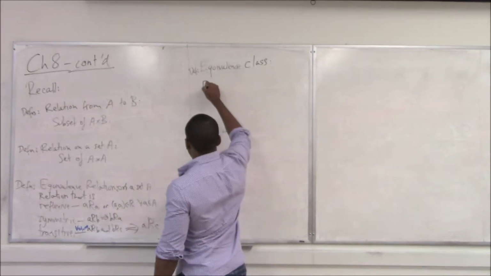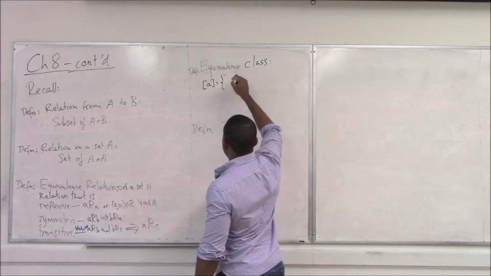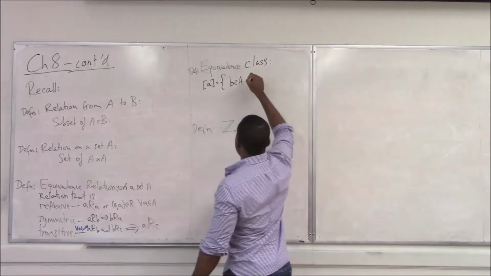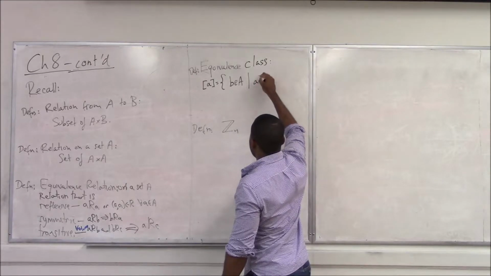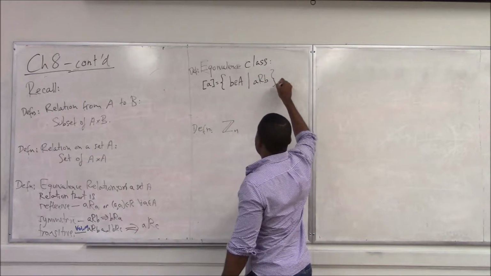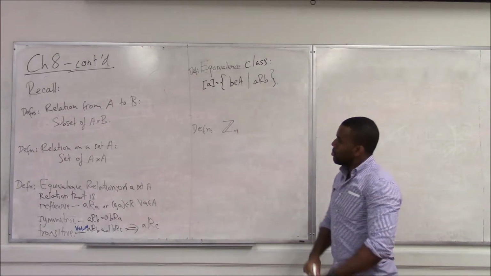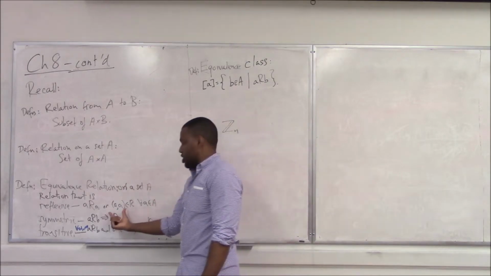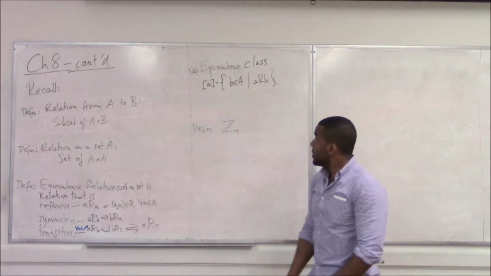So we can talk about the equivalence class of a, for example, and that is just the set of all b in our set such that a relates to b. So it's a set of elements of A, it's not ordered pairs. While I can put an equivalence relation on the integers, and these are just ordered pairs of integers, the equivalence classes are just sets of integers.